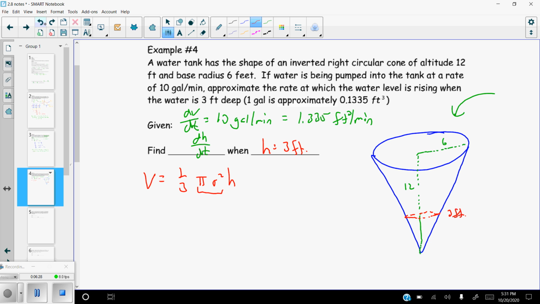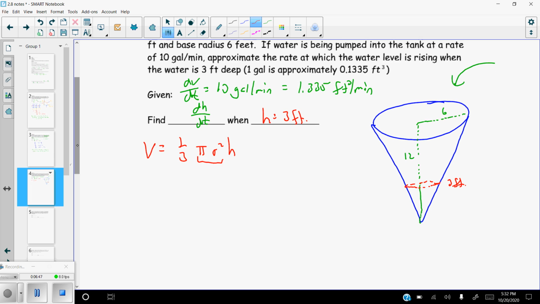The problem is I have no information here about how the radius is changing. As a matter of fact, it didn't tell me anything about the radius at all, other than the base radius of the actual cone itself was 6. So what I need to do is I need to kind of look at this. I'm going to split this off to the side here. I need to look at this piece right here that I drew in green. You look at that carefully. It forms a right triangle.